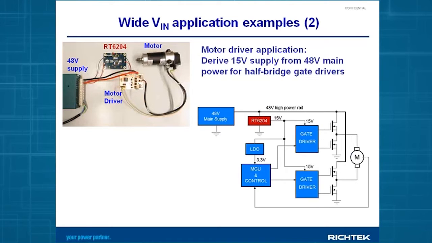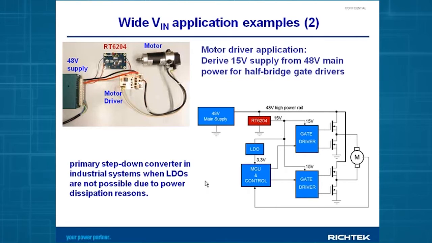So you need to use a high efficient step down from the high voltage 48 volt supply to provide this 15 volts for the gate driver section. Then you also need an MCU for the speed or position control of the motors, and this you can do via an LDO, which is stepped down from the 15 volt intermediate supply. And here again you see a very nice, high efficient step down ratio solution using the RT6204 in an industrial application.